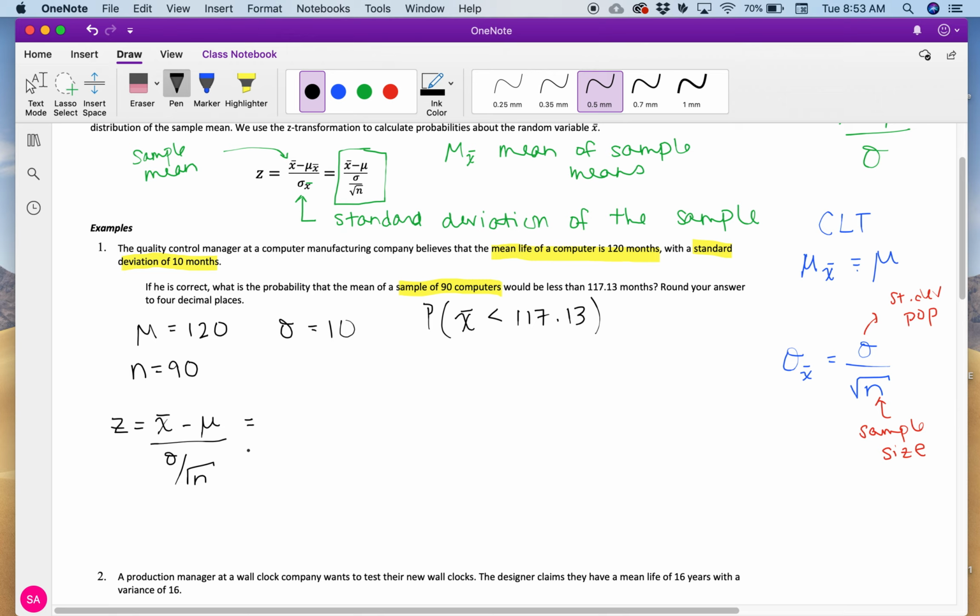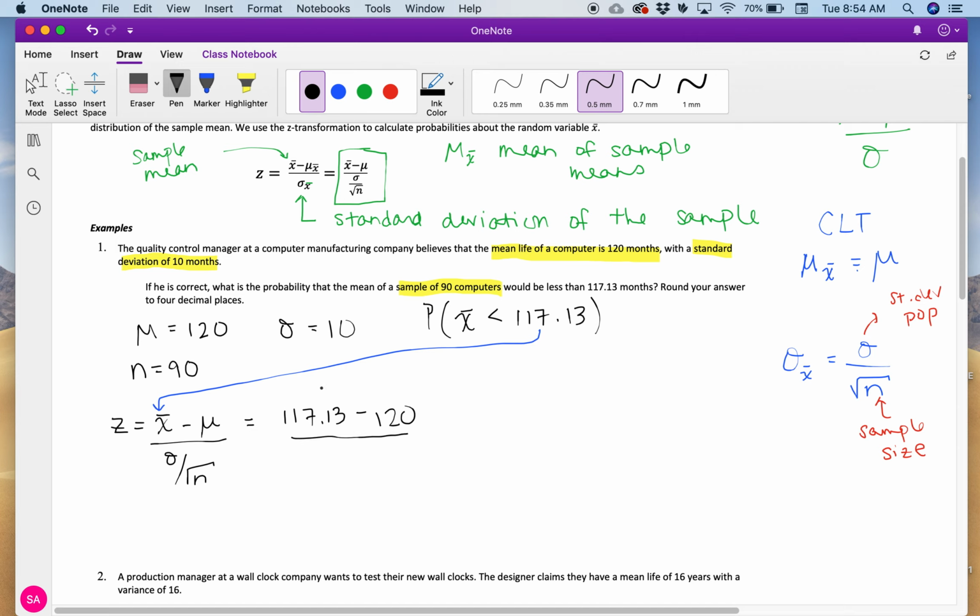Okay, so now we've got to figure out what's what. Here I can use colors. x bar, that's coming from what we're asking, this probability statement. So that is going to be the x bar, 117.13. And then the rest, we just plug in from the information we already pulled out. Minus mu, which is 120.